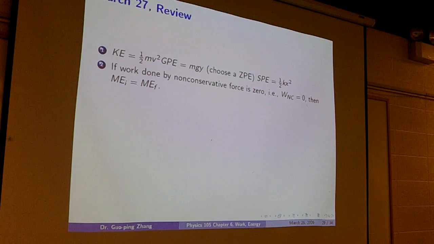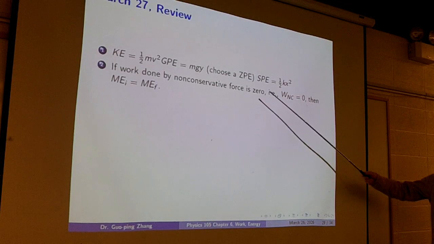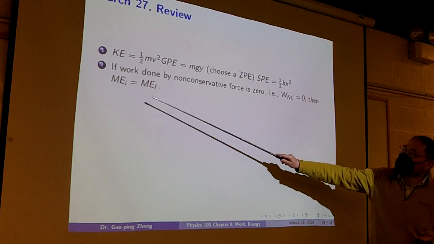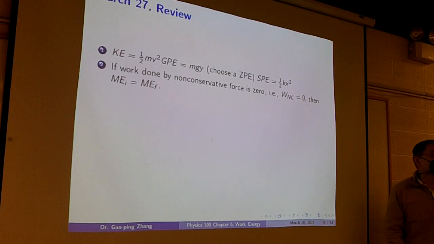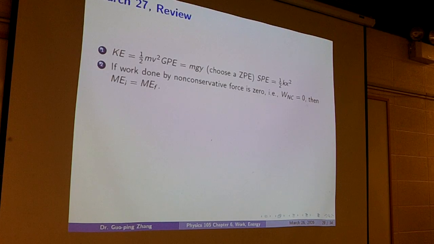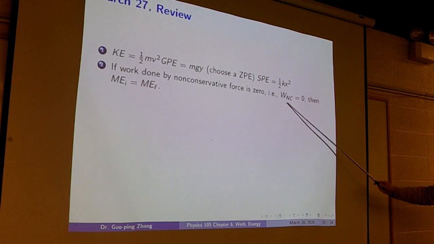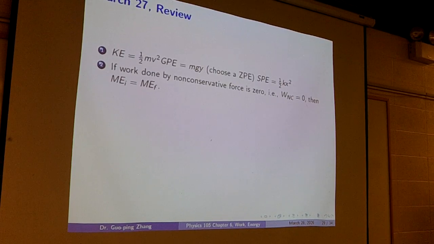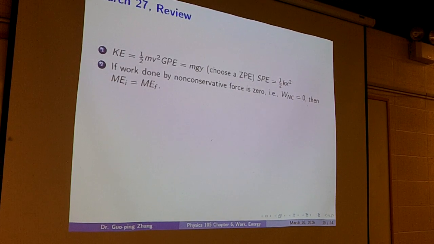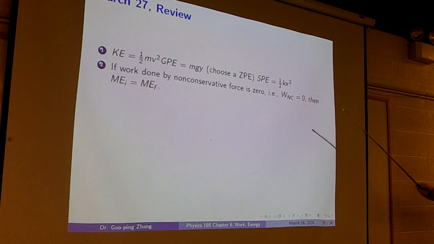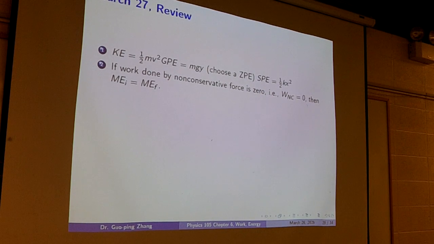Now this part is what will happen today. Before this, the condition in order to have mechanical energy conservation is that the work done by non-conservative force equals 0. Did you see I have a W and C here? It means work done by non-conservative force equals 0. Then the mechanical energy is going to be conserved. Initial and final are going to be exactly the same.